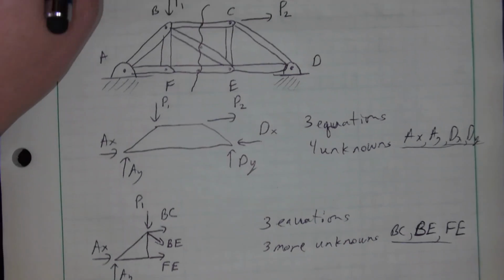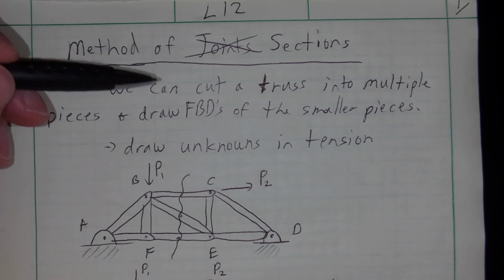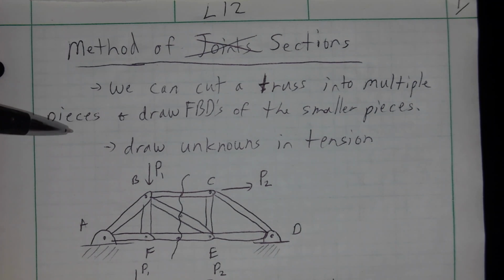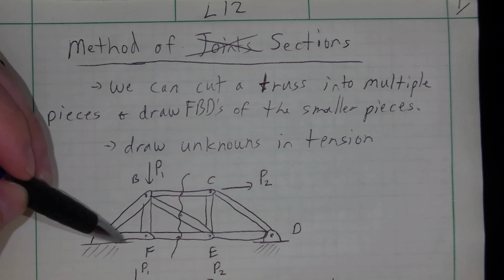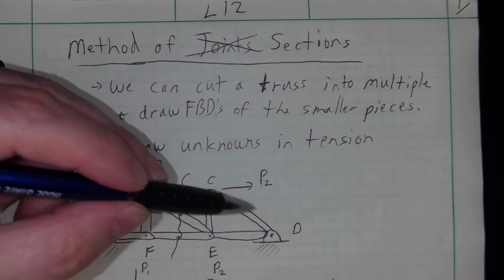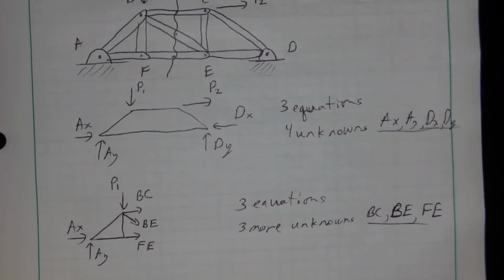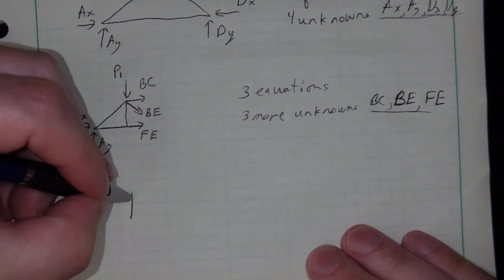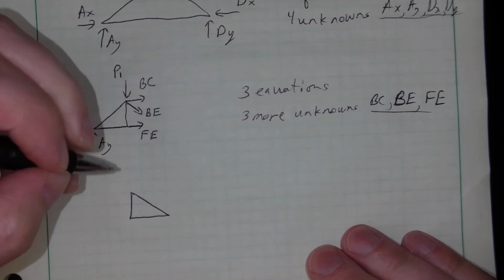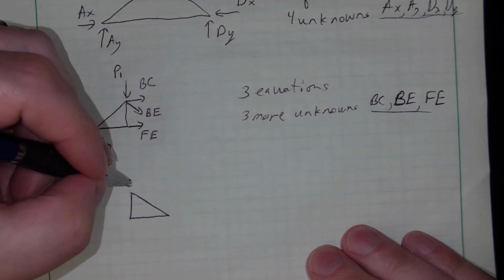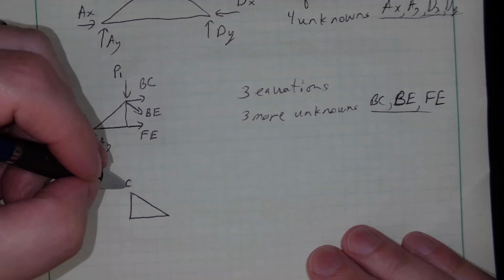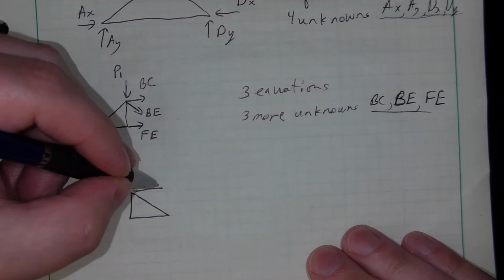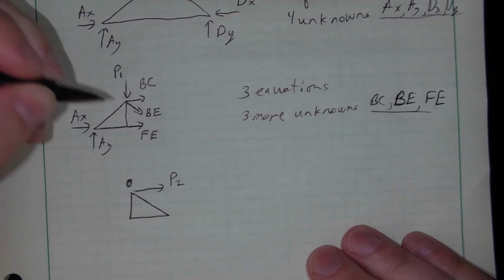Okay, well, we said we can cut a truss into multiple pieces and draw free body diagrams of the smaller pieces. So I've drawn a free body diagram of this piece, but I can also draw a free body diagram of that piece, of piece CDE. So if I do that, draw a free body diagram of CDE, but we are going to apply P2.